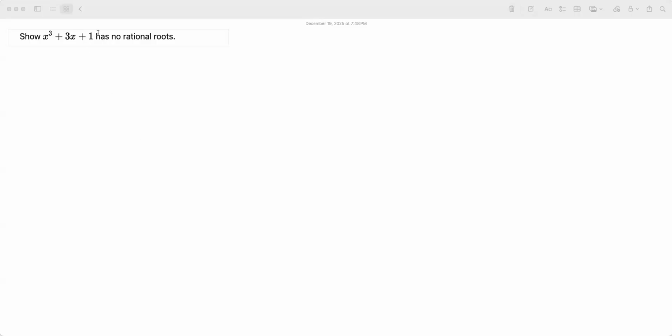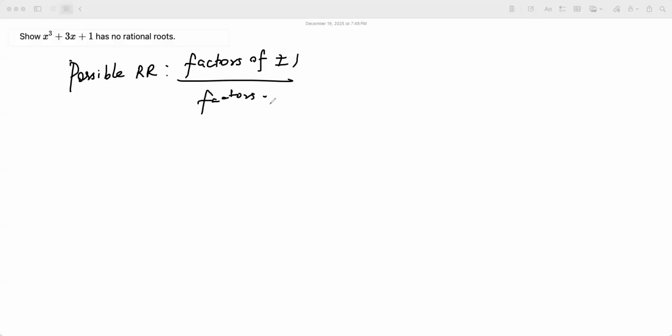But I just want to know it does not have rational roots. How can you tell by seeing the polynomial? You know only the rational root theorem. That's the only thing we have discussed. If you get the roots of 1 and 1, you'd get plus or minus 1. Yep. So the only possible rational roots are what? Factors of plus or minus 1 divided by factors of plus or minus 1. So the only possibilities are plus or minus 1.